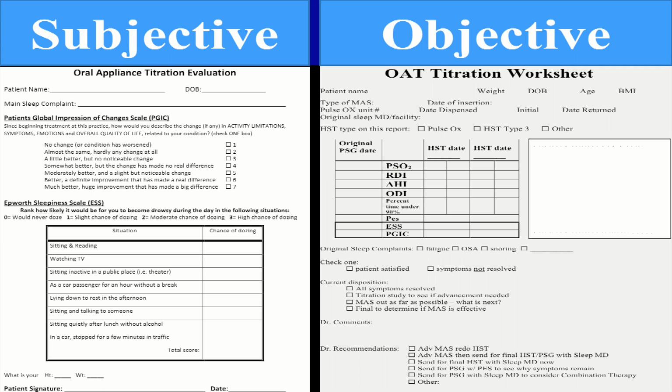Then objective worksheet is I'm taking the original sleep study on the left side, and I'm doing a pulse oximetry or an HST on the right side there, and I'm able to compare them. And then on my worksheet, I talk about what decisions are going to be made. Can the patient come forward anymore? No. Okay, so let's send them for combination therapy. Can they come forward? Yes. Let's bring them forward and take the test again. So that's how you titrate.